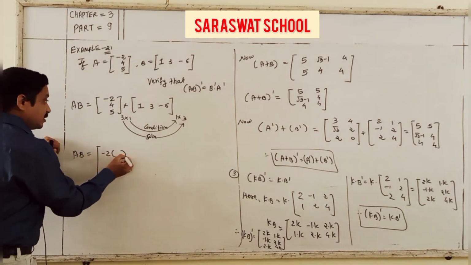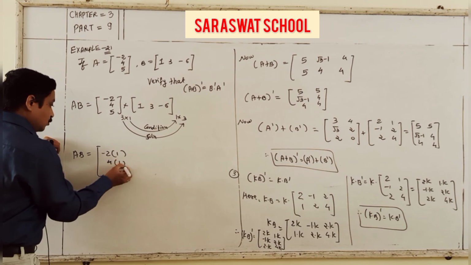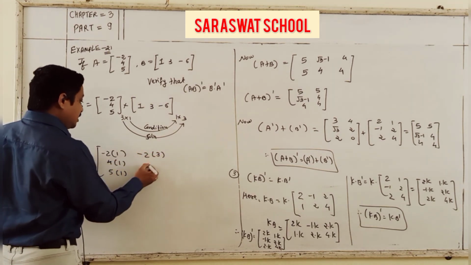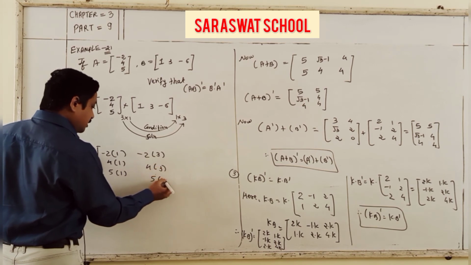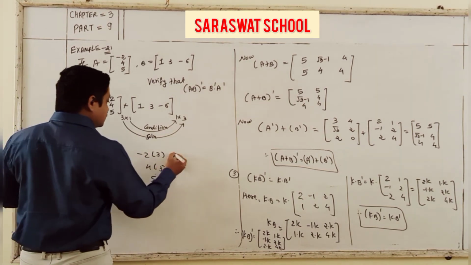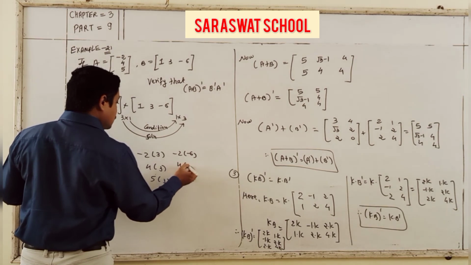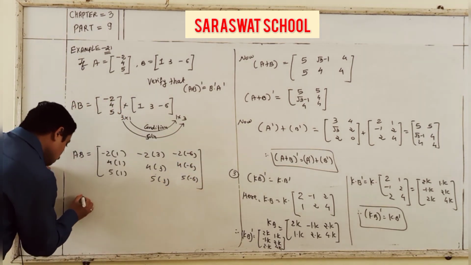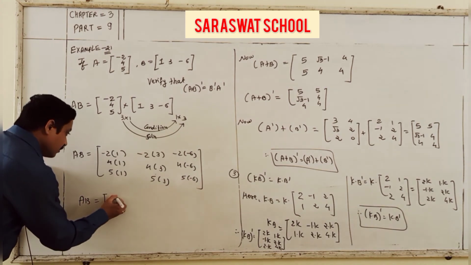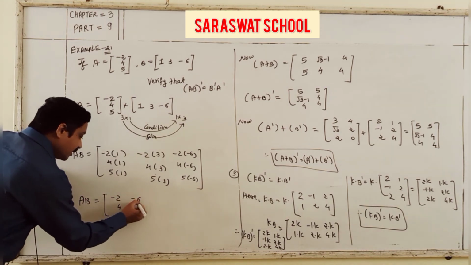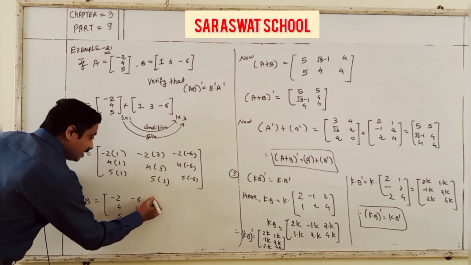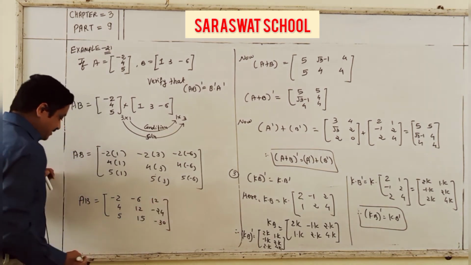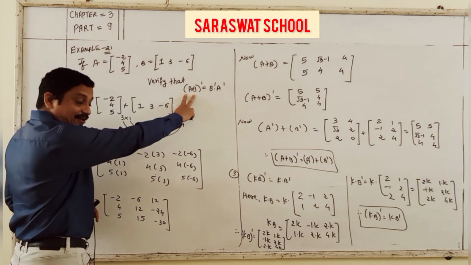So row-wise, column-wise entries apply. So minus 2 with 1, 4 with 1, 5 with 1. Next minus 2 with 3, 4 with 3, 5 with 3. And last minus 2 with minus 6, 4 with minus 6 and 5 with minus 6. So my answer is done. Minus 2, 4, 5, minus 6, 12 and 15 and 12, minus 24 and 6, 5 is 30. That's your AB only defined.